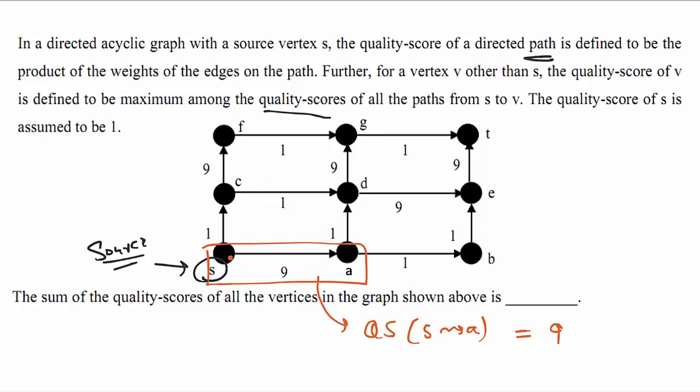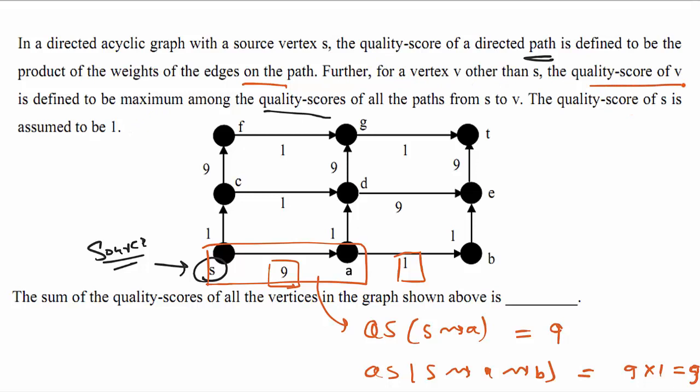If I ask you the quality score of the path S, A, B, that is S to A and then A to B, then you will say 9 into 1, that is again 9. Why 9 into 1? Because 9 is the first edge and 1 is the second edge. That's why I need to take the product of all the edges on the path. Further, they are defining a quality score of a vertex.